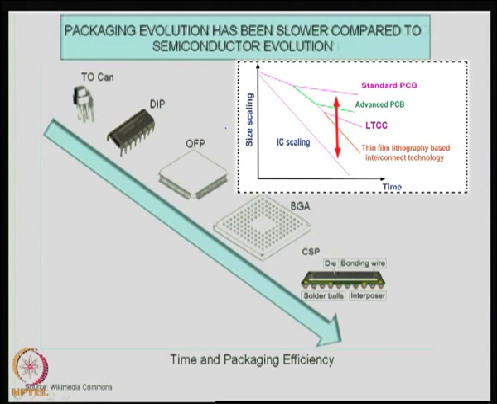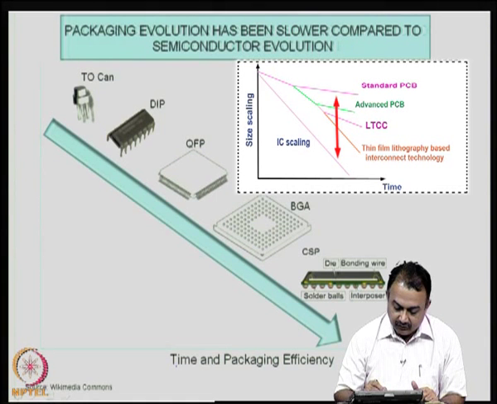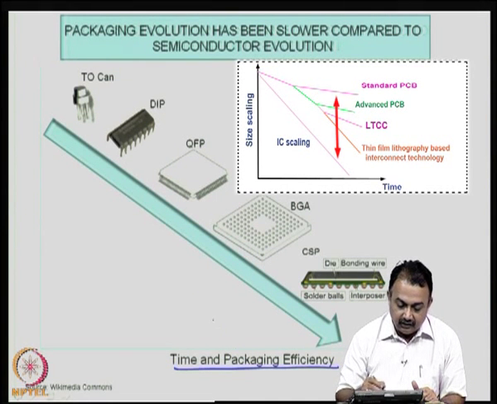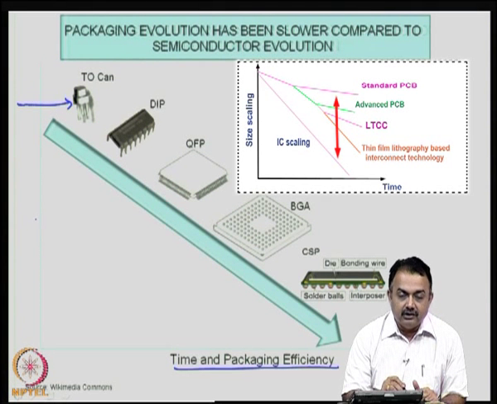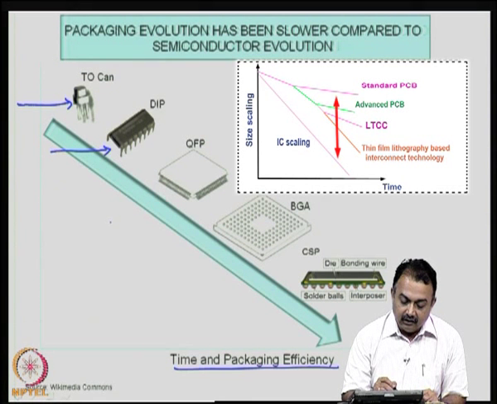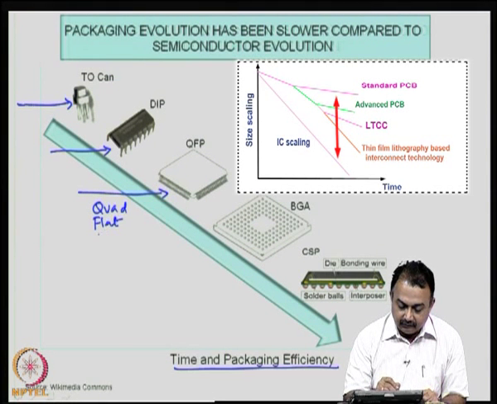Now, if you look at this time graph, with time and packaging efficiency here, we started decades earlier with a TO, transistor can. Then we started using the dip packages, which were very common. Even today we are using dip packages. Dip means dual inline package. Then we progressed into quad flat pack. This is known as quad flat pack or package.